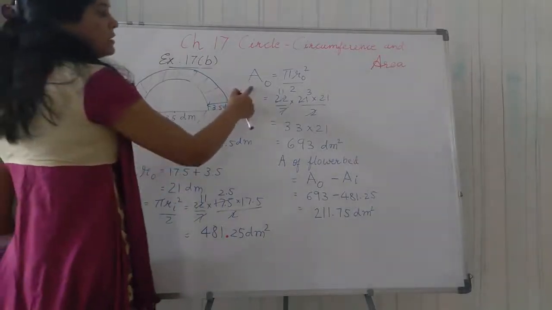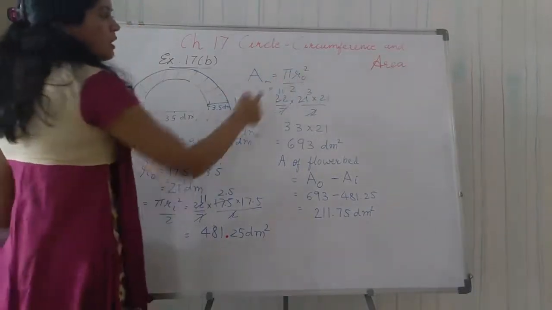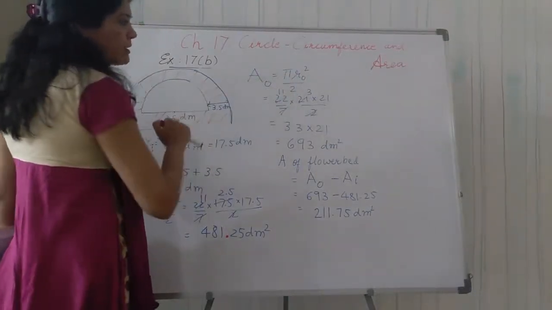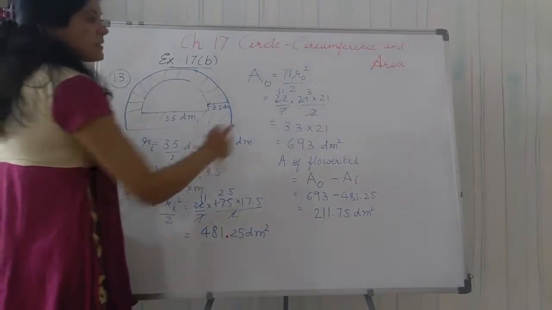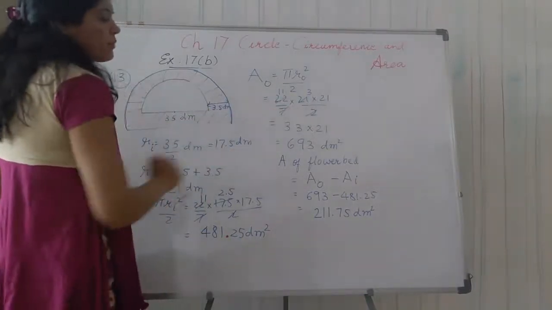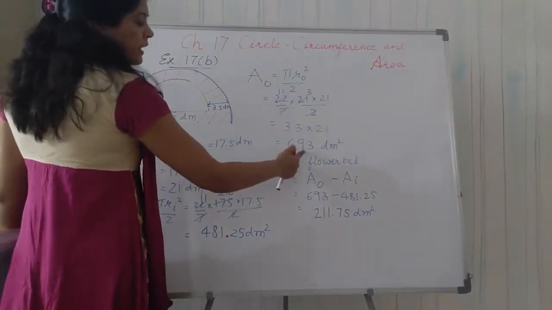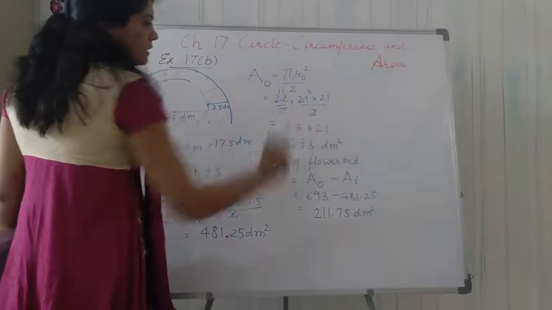Then we find the outer area of this semicircle by using our outer radius. So the formula is pi ro square by 2. So now the pi value is 22 by 7. Outer radius is 21, multiply 21 divided by 2. Now cancelling it, I get the answer as 693 decimeter square.